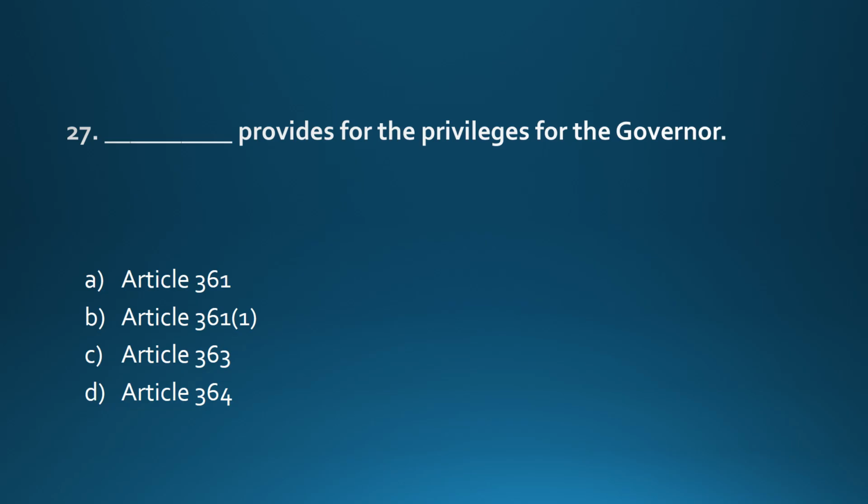Question number 27. Dash provides for the privileges for the governor. Option A Article 361. Option B Article 361(1). Option C Article 363. Option D Article 364. Correct answer is option B Article 361(1).